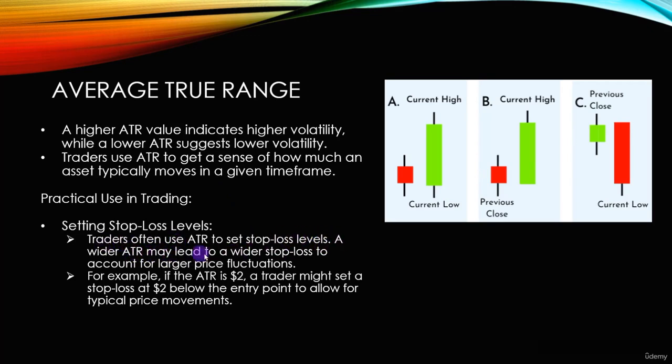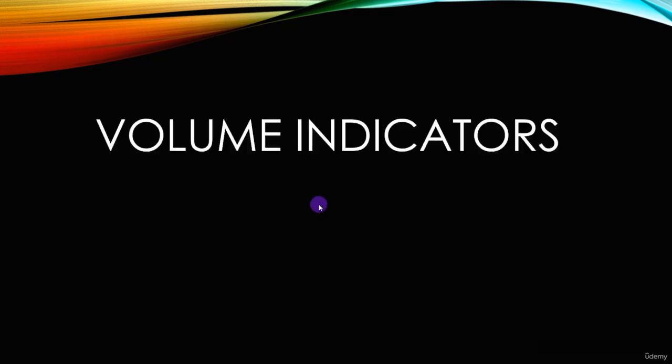So traders usually set stop loss levels this way: a wider ATR may lead to a wider stop loss to account for larger price fluctuations. For example, if the ATR is $2, a trader might set a stop loss at $2 or $2.5 below the entry point to allow for typical price movement. So this is just one simple example to show how we might be able to use the ATR in trading.